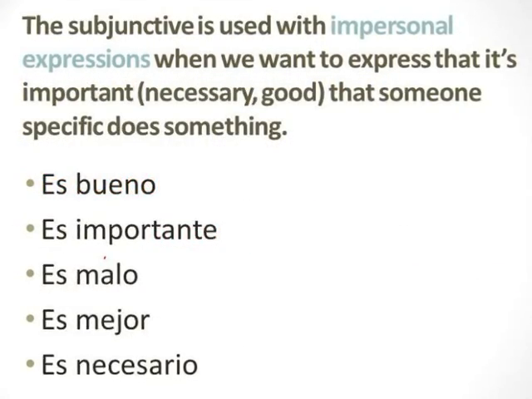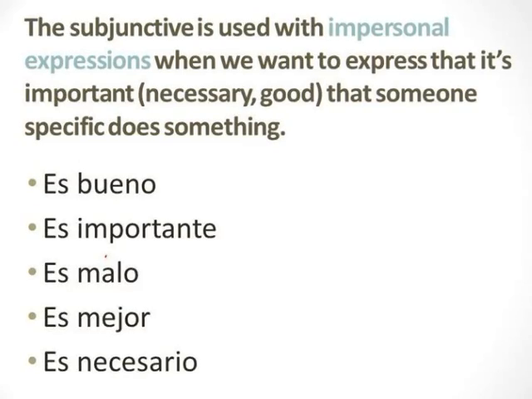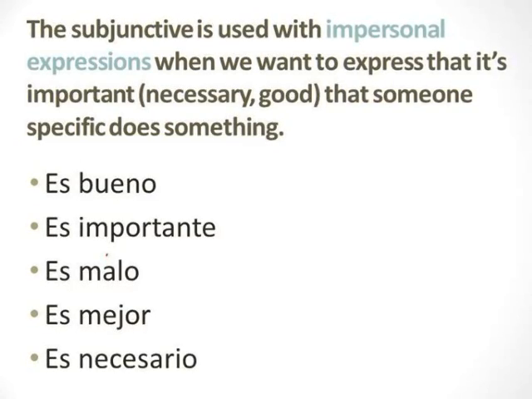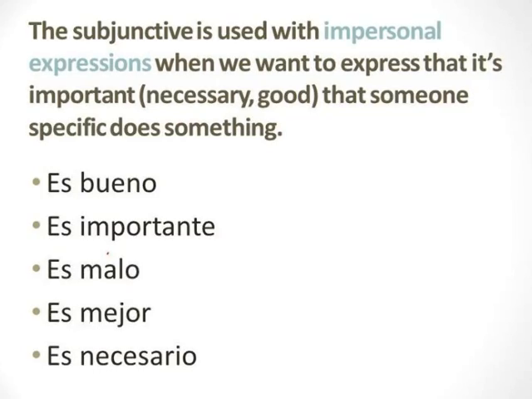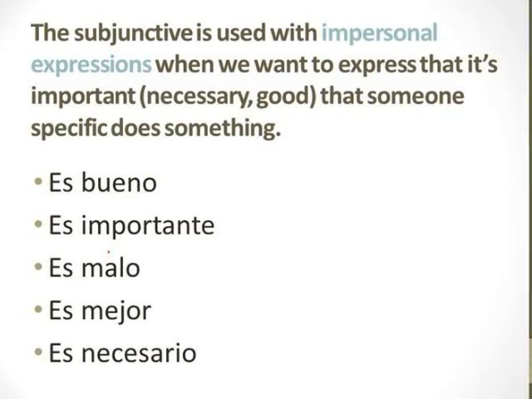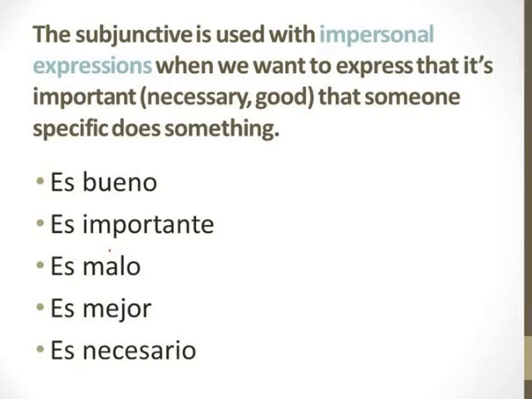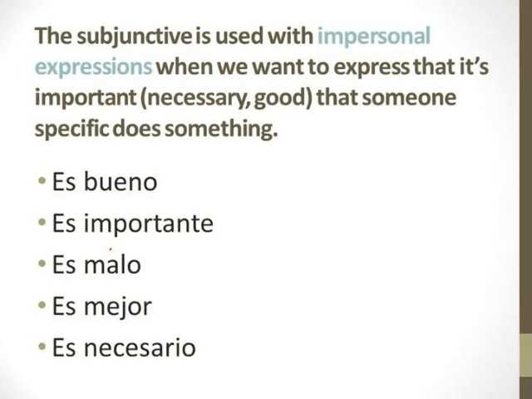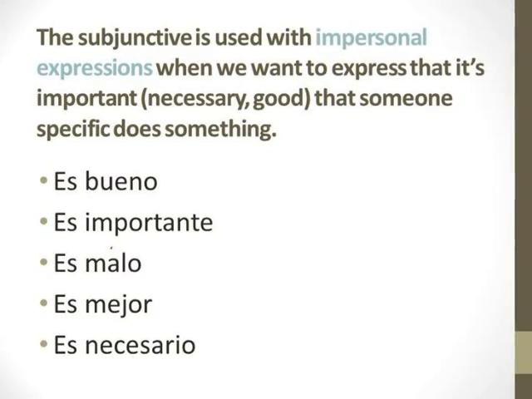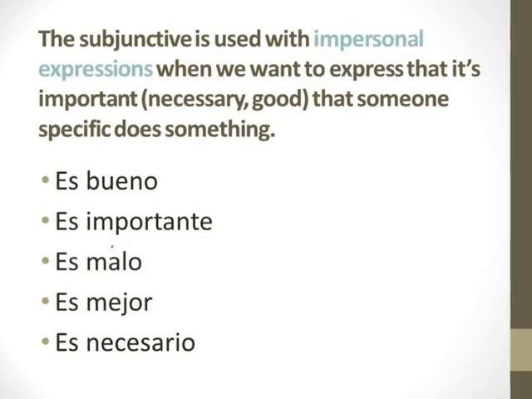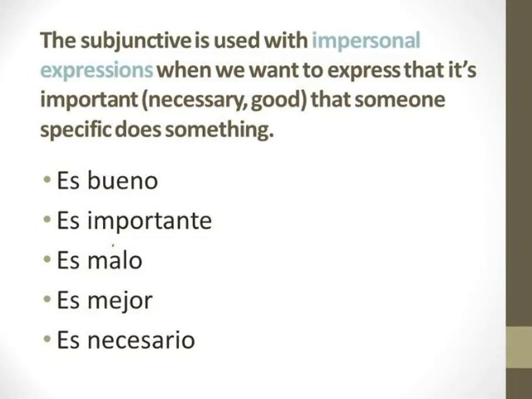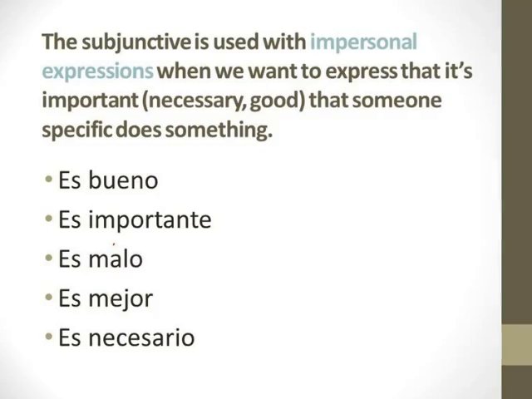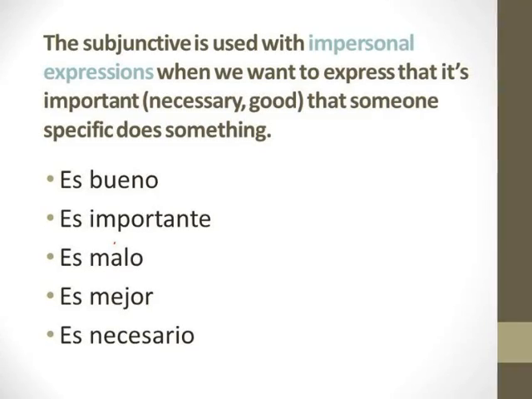In addition to those verbs, we also have some impersonal expressions. These are pretty easy to use because you don't have to conjugate anything. The es is the only part that's conjugated. It's already done for you. So, in addition to saying I want you to do something, suggest that you do something, recommend that you do something, I can influence your behavior by simply saying it's good that you do something, it's important, it's bad, it's better, or it's necessary.